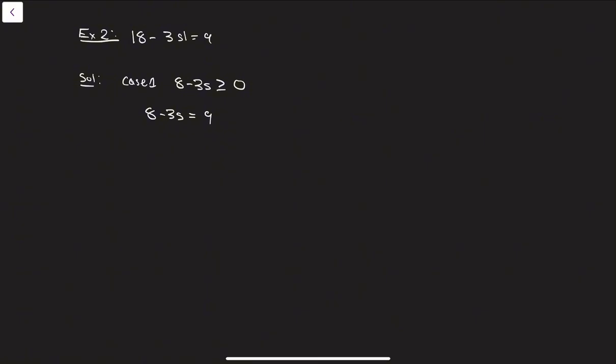Solving for s, we're going to have negative 3s is equal to negative 1. Or sorry, that should just be 1. 9 minus 8 is 1. S is equal to negative 1 over 3. Perfect.